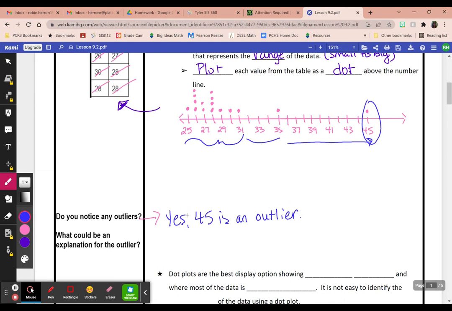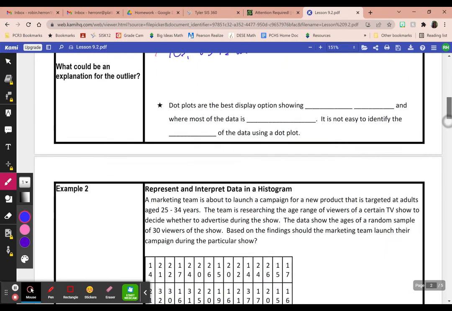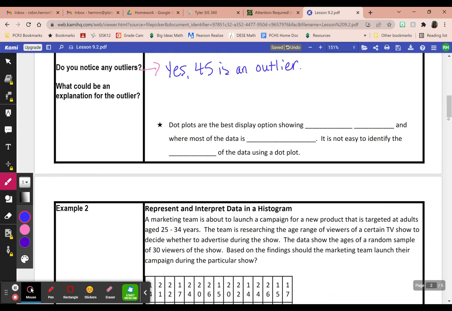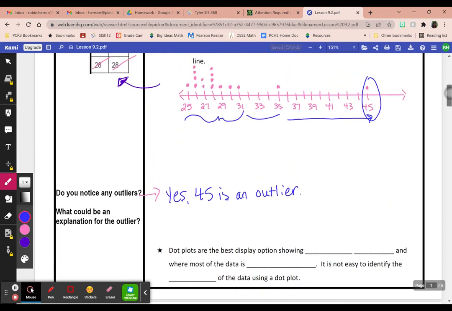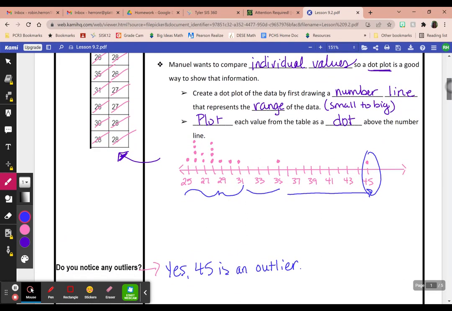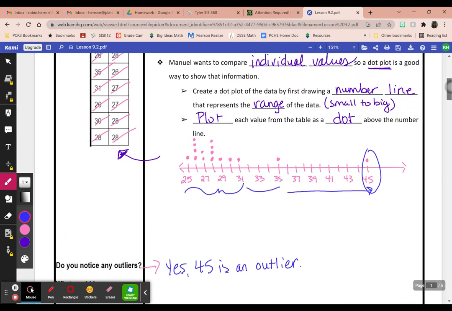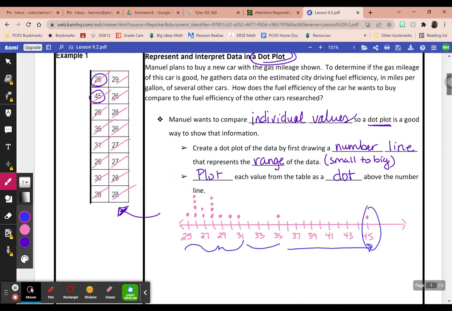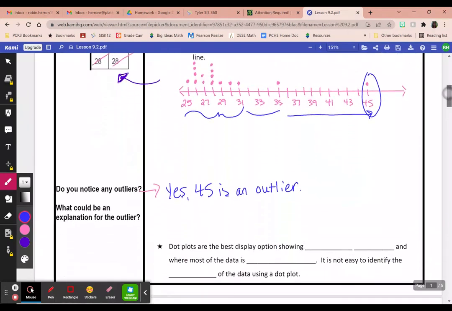Okay, much bigger than the rest of the data. All right, so then what could be the explanation for an outlier? Well, remember we're talking about Manuel, who wants to compare new cars and how fuel efficient they are.